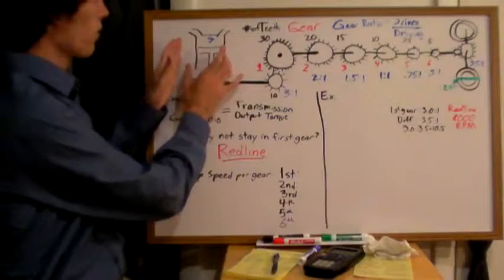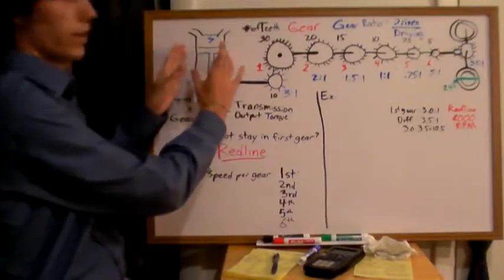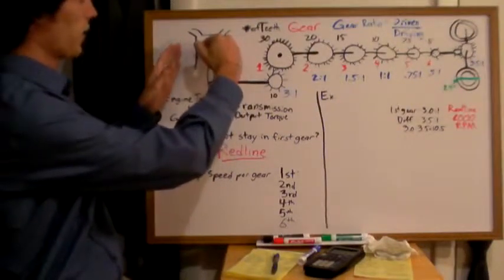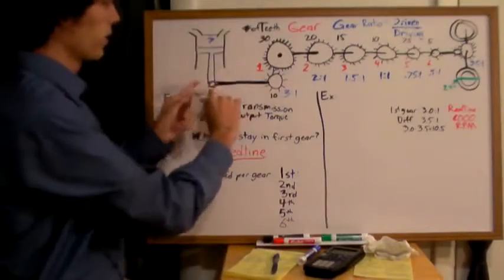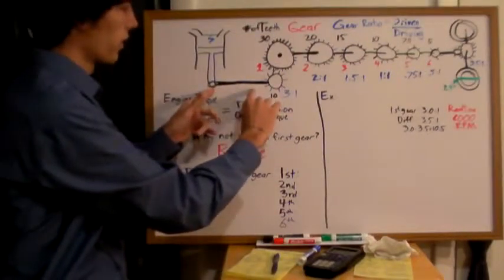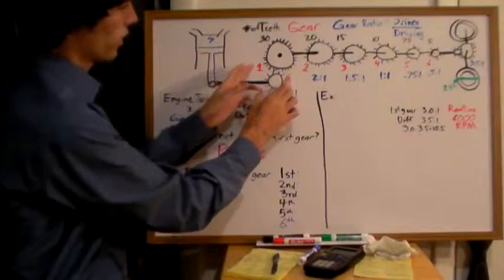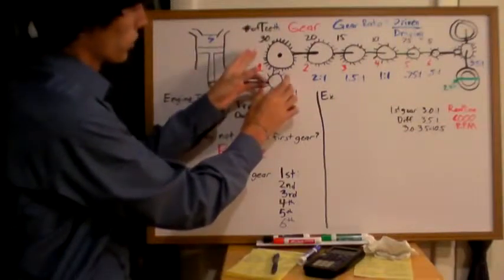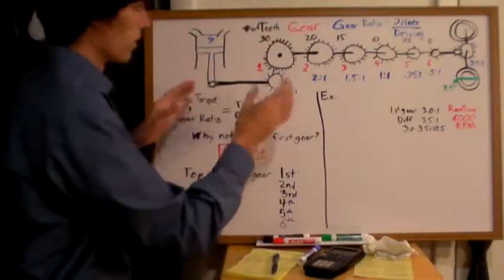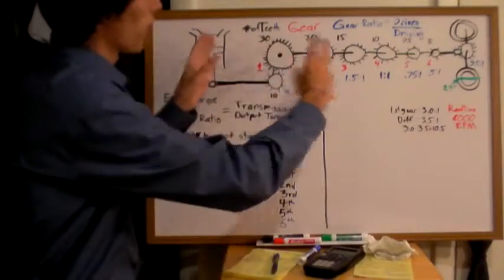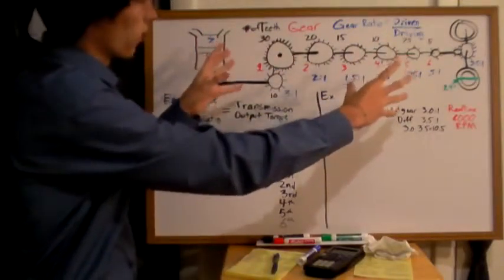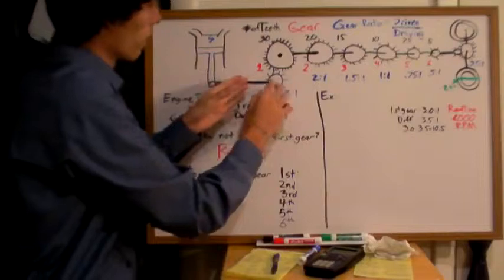So here we have our piston cylinder device. This is your engine, and as this piston moves up and down, it rotates this crankshaft. This crankshaft is connected via a gear to the transmission. Now, for example purposes, I've come up with gears for this drivetrain right here.